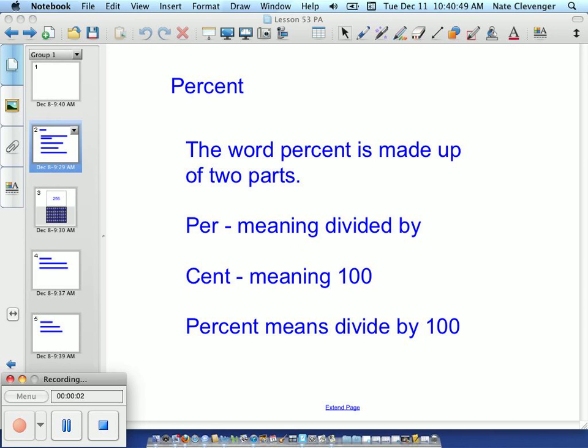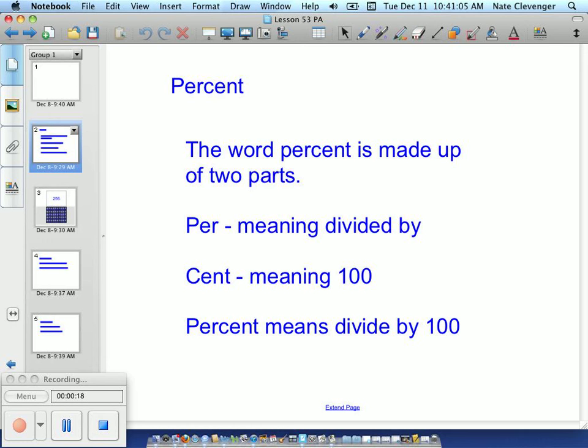All right, today we're going to begin throwing percents at you. This little introduction should help you to understand what the word percent means.